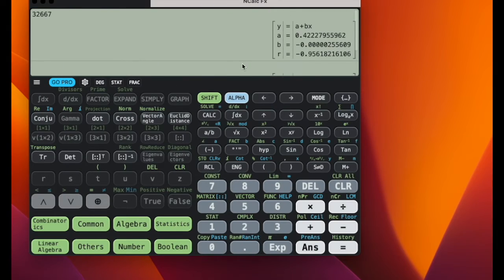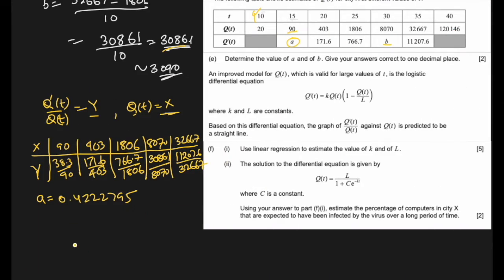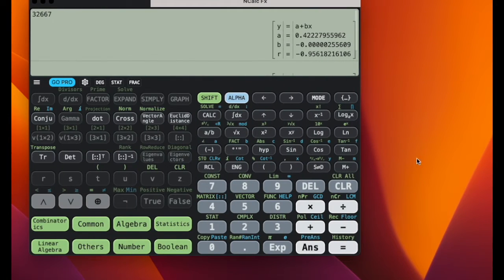Regression calculate, and we got here a, which is a constant, 0.4222795, and the gradient part is negative 0.0000255609. Okay, so the m part, the gradient part, is minus 0.0000255609. Let me confirm once more. Okay, so we got it. Nobody's asking R, so we will stick with what we got.